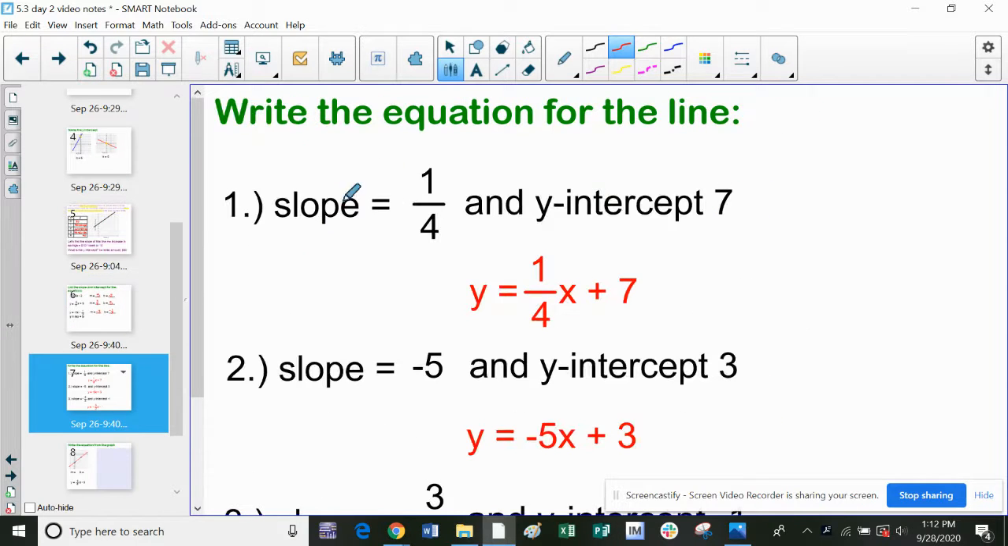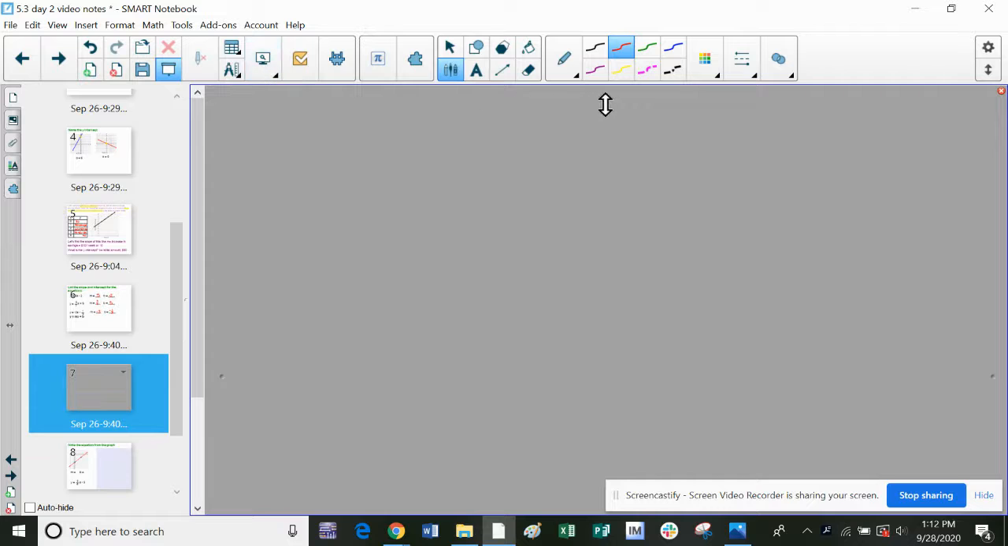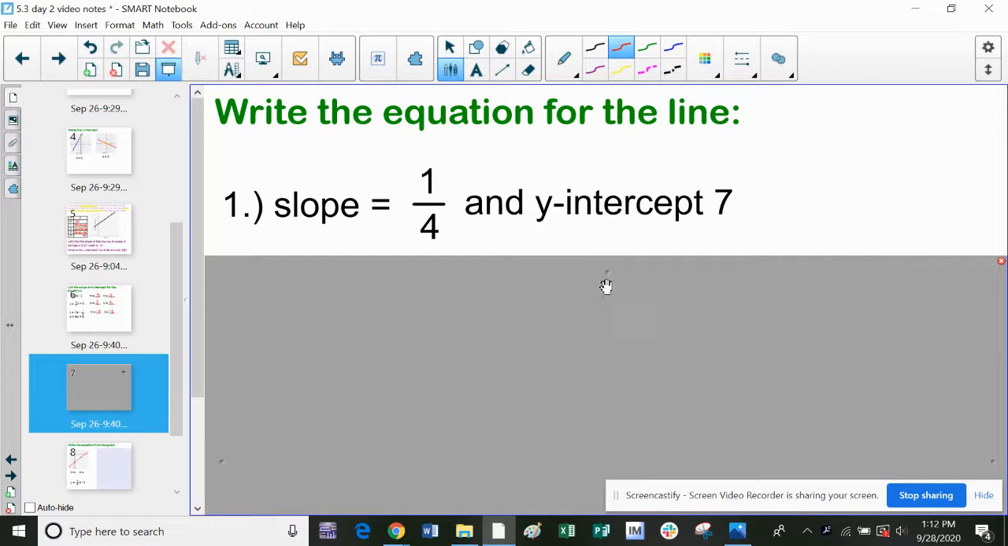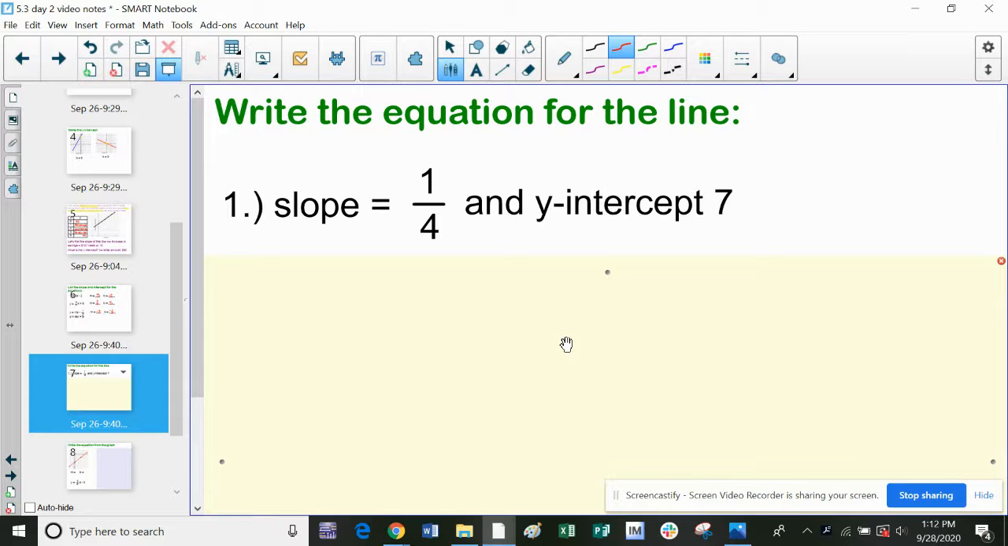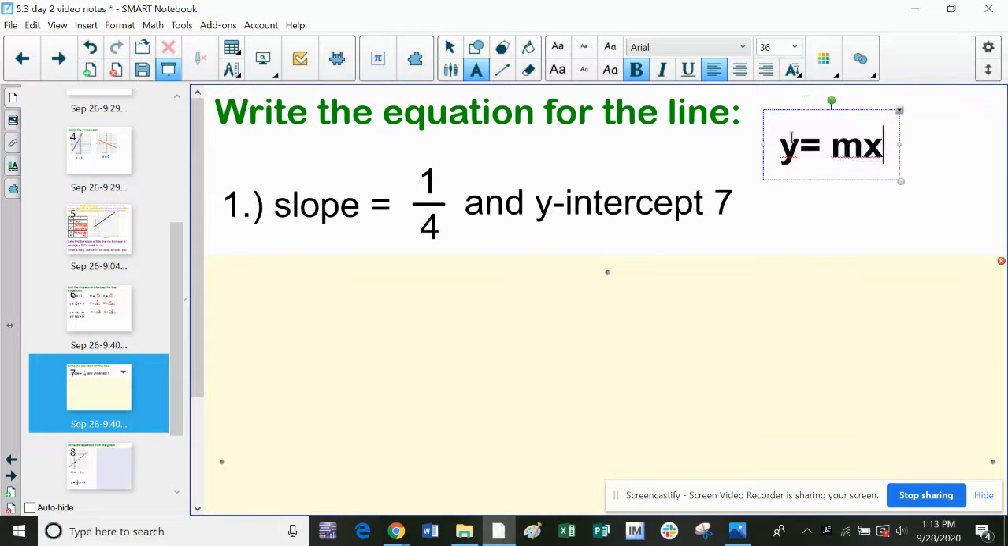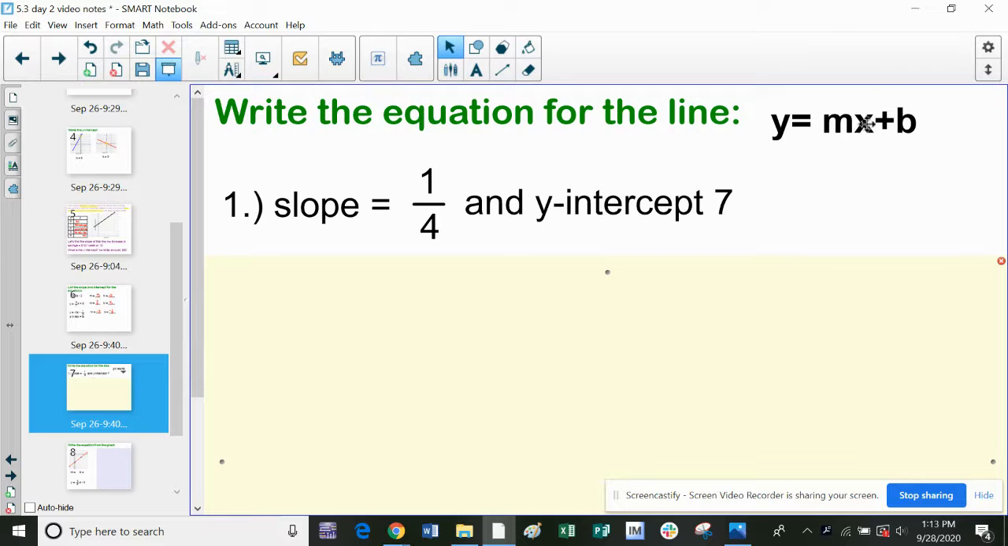Okay, let's take a look at another one. We're going to write some equations. We're going to go the other way now. Now I'm going to give you the slope and the y-intercept, and I want you to come up with the equation. So let's remember again, if you haven't got it memorized, this is a great time to write it out again. y equals mx plus b. So there is our form of our line.